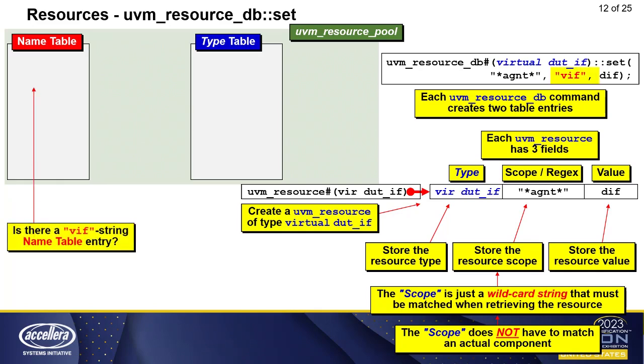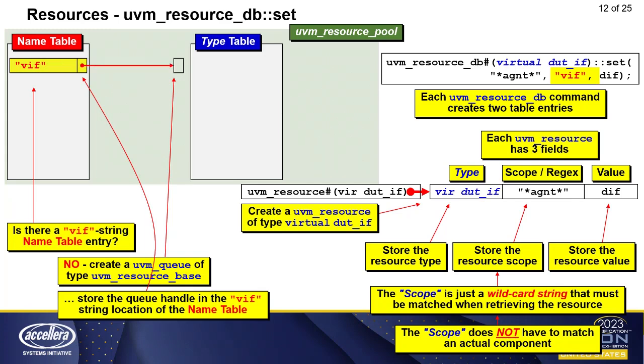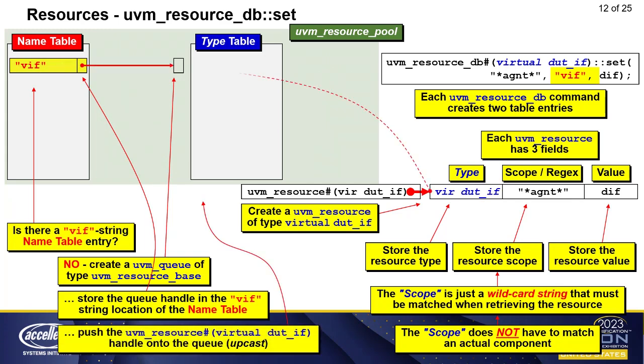This resource will be stored in the VIF string location of the name table. UVM first checks to see if there is already a VIF string entry. And since there is no VIF string entry, UVM creates a UVM queue of type UVM resource base and stores the queue handle in the name table at the VIF string location. UVM then pushes the virtual interface typed UVM resource onto the queue. Since this typed UVM resource is a derivative of the UVM resource base type, this is a valid upcast operation.